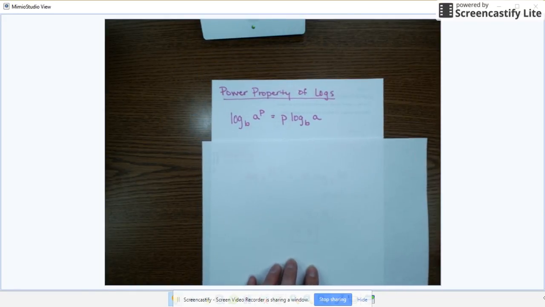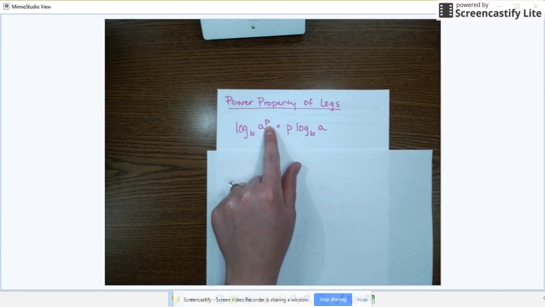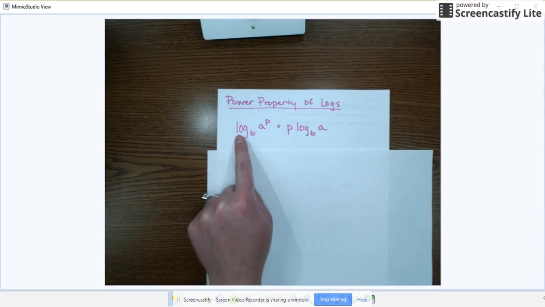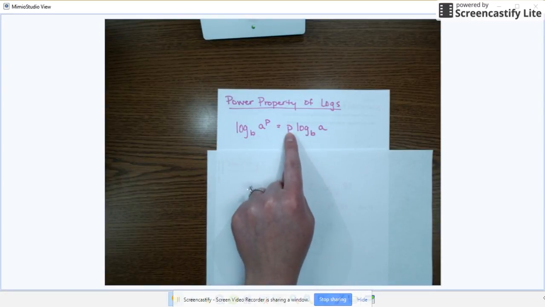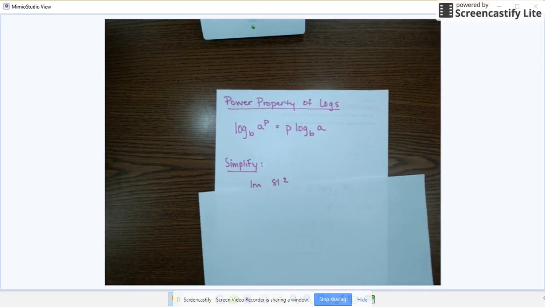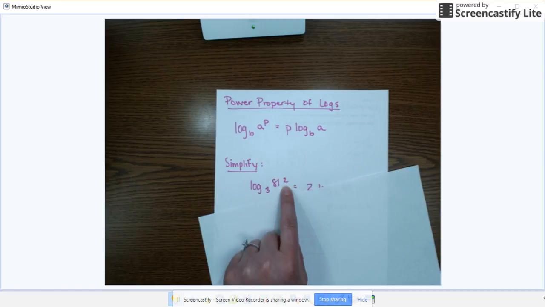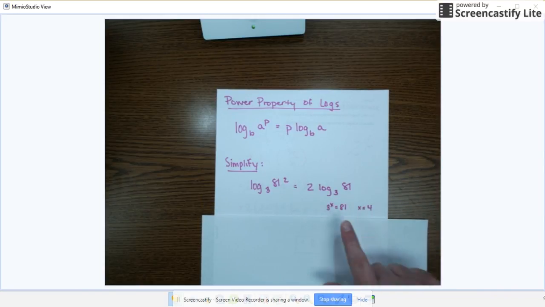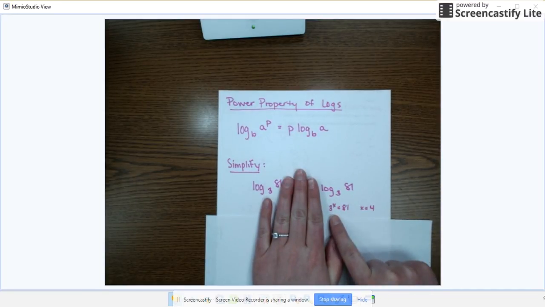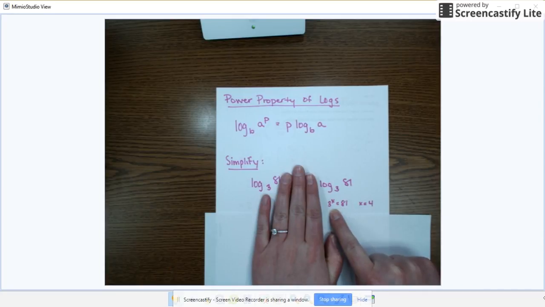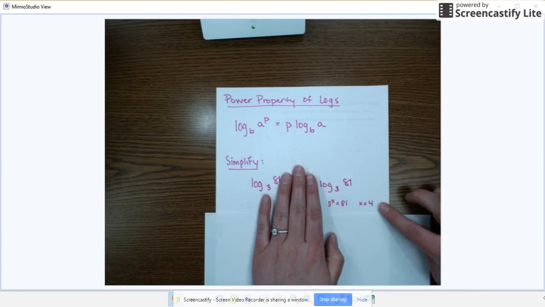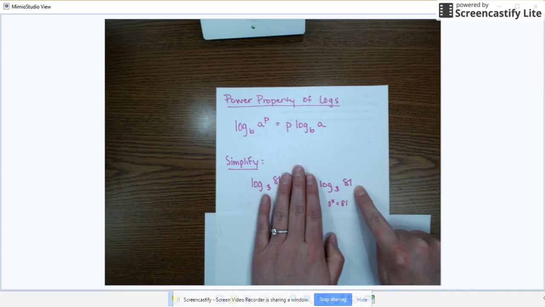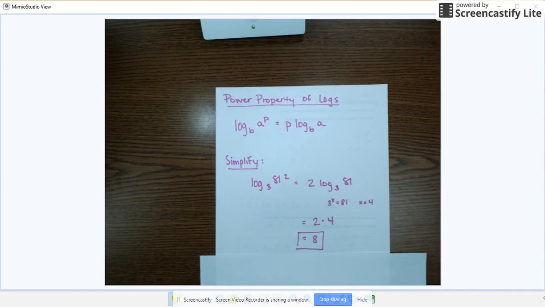One more rule. If we have a logarithm with a power, the power property tells us we can take that power and pull it out in front of our log. So log base b of a to the p power becomes p times log base b of a. For an example, if we have log base 3 of 81 squared, that 2 gets pulled out in front of our logarithm, so now it's 2 times log base 3 of 81. You can actually simplify this further. If you think about this logarithm as an exponential, you would rewrite it as 3 to the x equals 81. You can solve for x just thinking 3 to what power would give me 81? Well, that's 4. So technically this log base 3 of 81 is 4, and you can simplify this entire expression to 8.